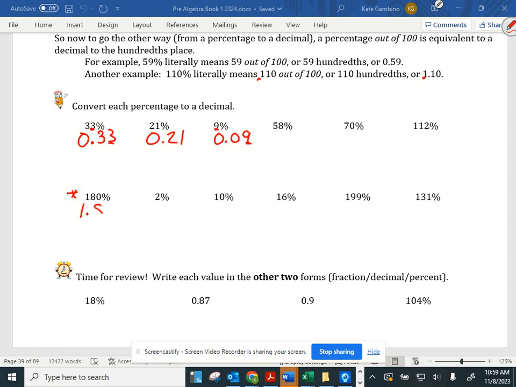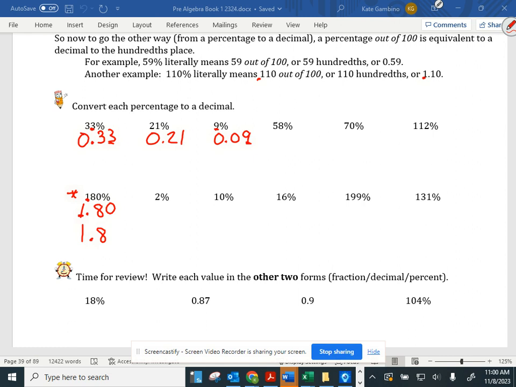1.80. You could put 1.80. You could put 1.8. So 1 and 80 hundredths or 1 and 8 tenths. They both are the same value. They are equivalent. So I would accept either one. Just remember that if we are over 100%, that number goes into the whole place, in the ones place. Henry.